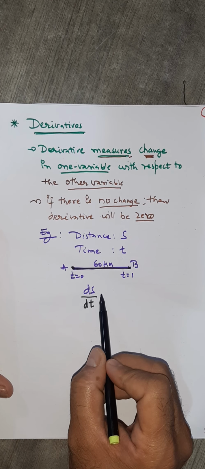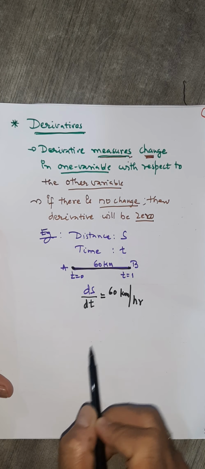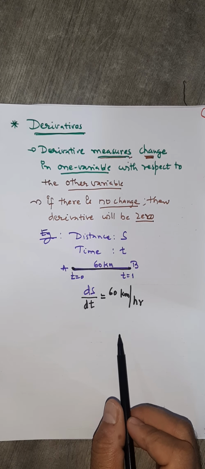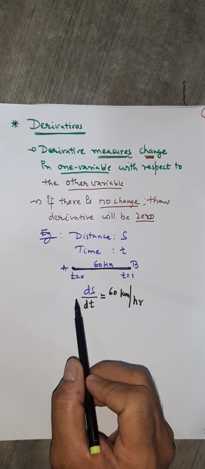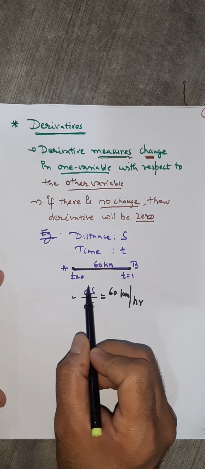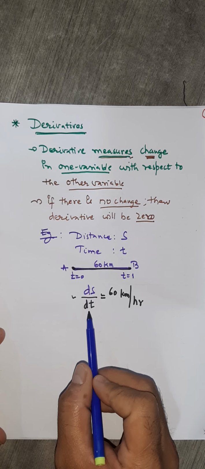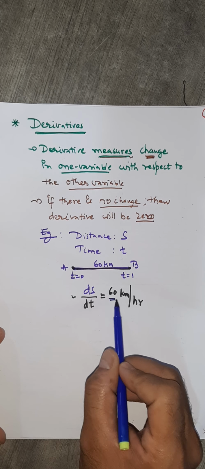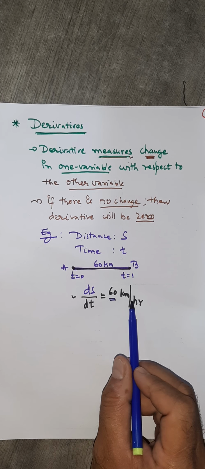How much change takes place? Which is nothing but 60 kilometers per hour, in 1 hour. Per hour means 1 hour. So this is nothing but the speed of the vehicle, right? So this is an example of derivative. Simple example which I've just stated here. This is nothing but change in the distance, d represents change in the distance with reference to time. In 1 unit time, it is 60 kilometers. So this is known as speed or the velocity of the vehicle, 60 kilometers per hour.